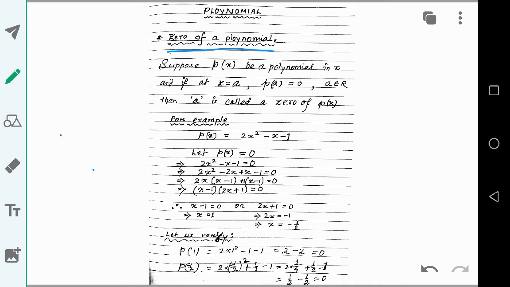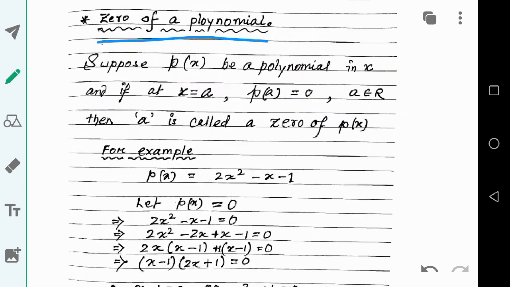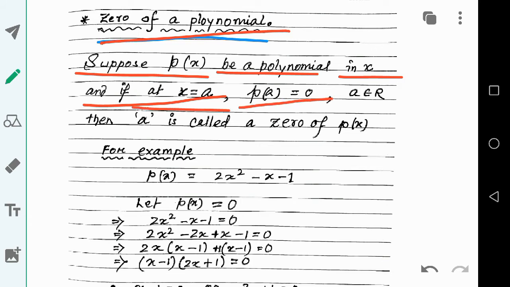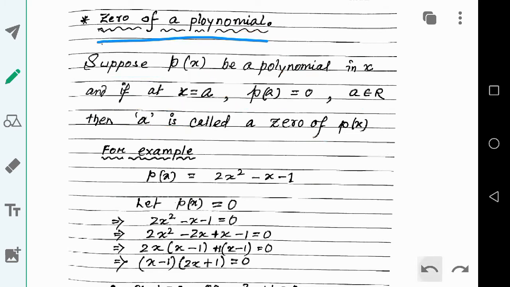Now, zero of a polynomial. Suppose p(x) is a polynomial in x. If at x equal to a, p(a) is equal to 0, where a belongs to R, then a is called a zero of p(x). So a zero of a polynomial p(x) is a real number. It is a value for which this polynomial becomes 0. That is the definition of the zero of a polynomial.